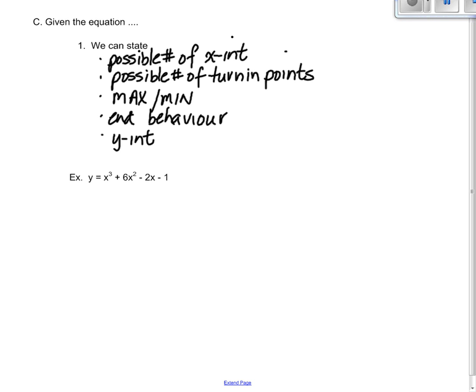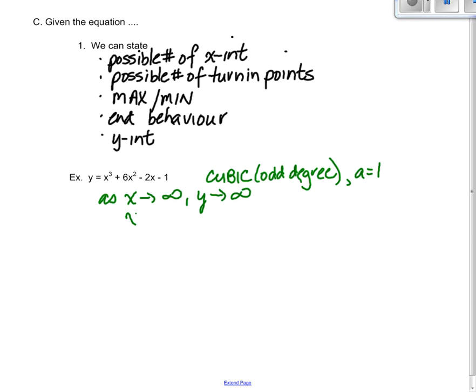First example, y equals x cubed plus 6x squared minus 2x minus 1. So this is a cubic, or an odd degree, with a equals 1. That tells us a number of things. End behavior. As x approaches infinity, y approaches infinity. It goes upwards to the right as x goes to the left. The function itself goes downward.